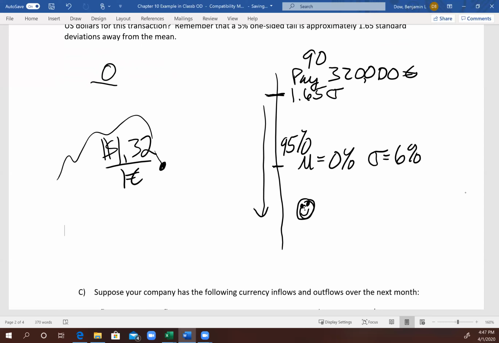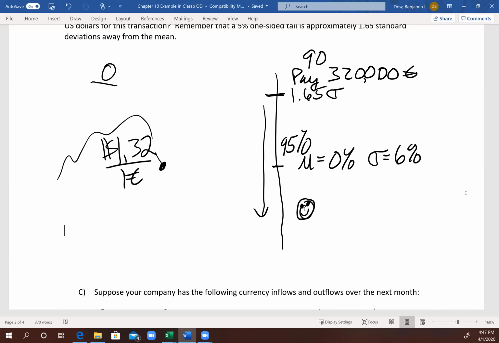Brandon? I'm not really sure how to do that. Well, if the standard deviation is 6%, what's 1.65? Well, think about it. One standard deviation would be 6%. 2 standard deviations would be 12. What do you think 1.65 would be? Yeah, 9.9. Very good.